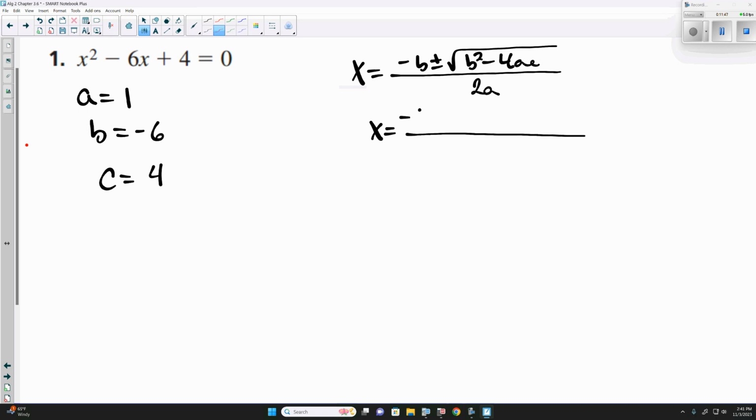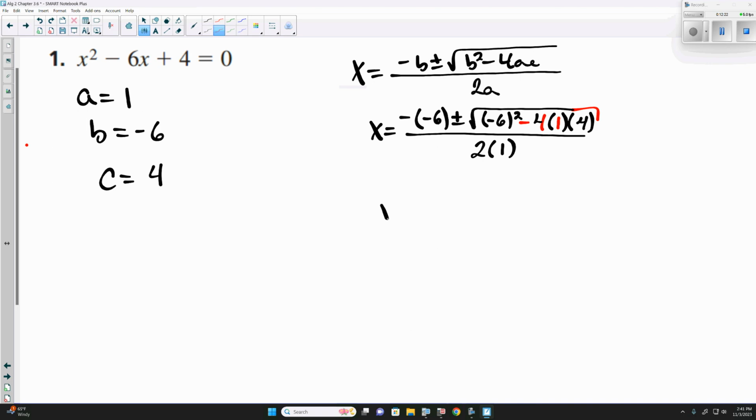So we have negative B. So negative negative 6 plus or minus the square root of B squared, negative 6 squared minus 4 times a times c, all over 2 times a. So again, the places where B showed up, we plug in negative 6. The places where A showed up, we plug in 1. And the only place where C shows up, we plug in as 4. Questions on this here?